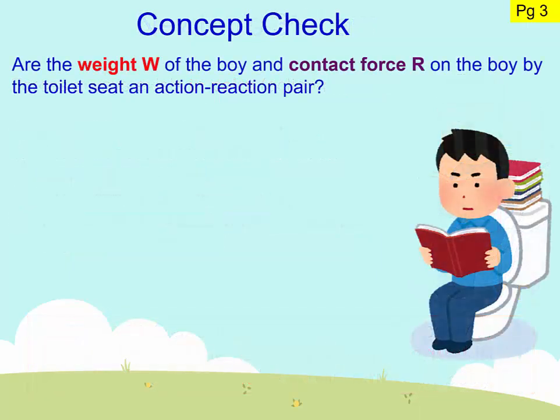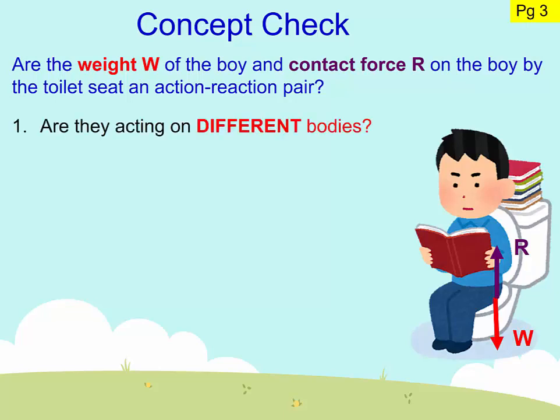Now, let's check your understanding with this question. Are the weight of the boy and the contact force on the boy by the toilet seat, are these two forces an action-reaction pair? To answer this question, let's look at the three characteristics. We ask ourselves whether they act on different bodies. Right, the weight acts on the boy, and the contact force by the toilet seat also acts on the boy. So it is the same body. So the answer is no. Both forces act on the boy, only one body.